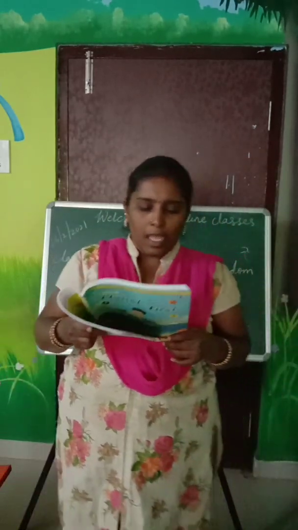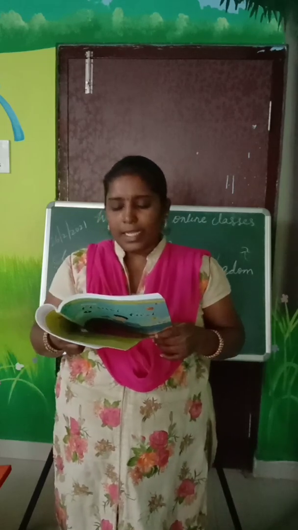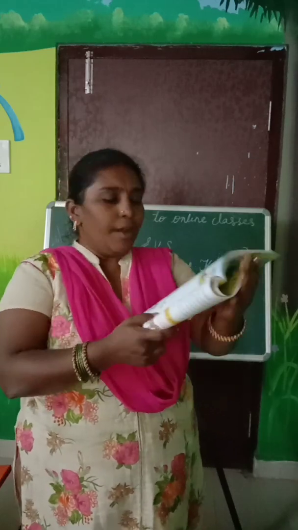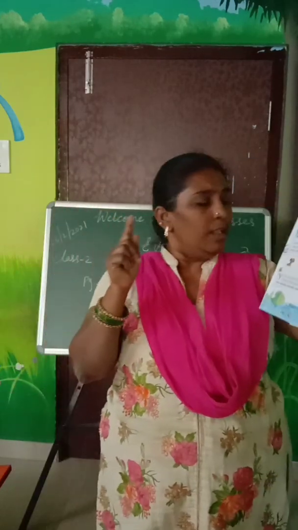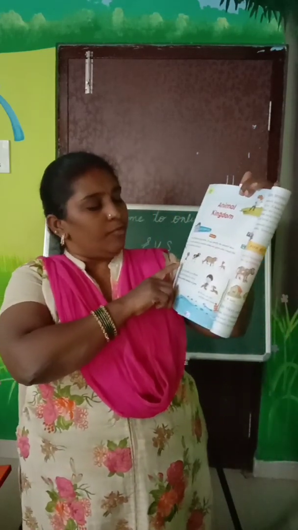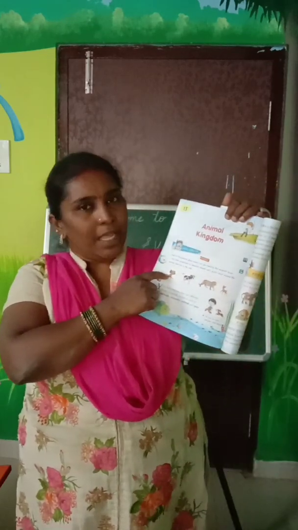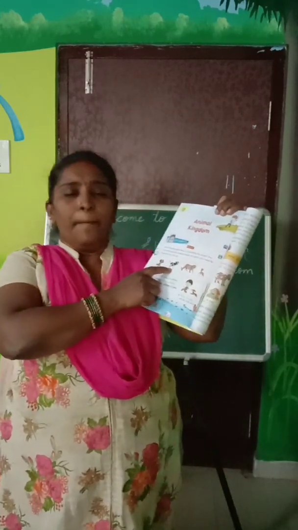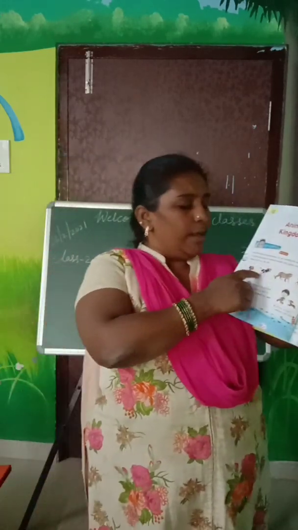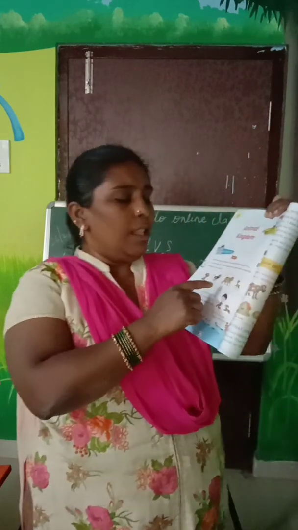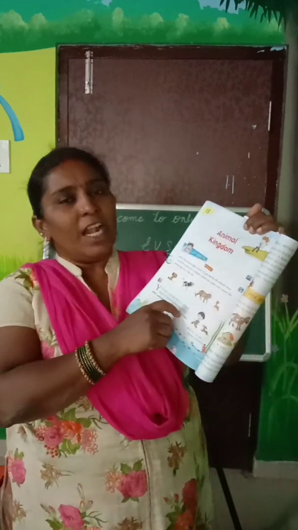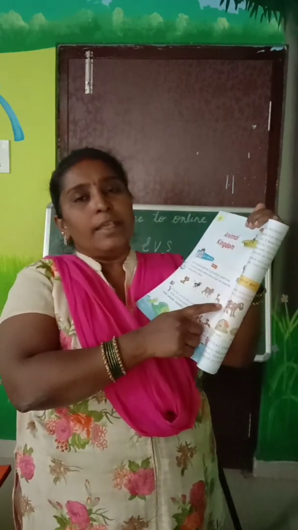Draw a red circle around pet or domestic animals and a green circle around the animals that live in the wild. So what you have to do, take a red pencil and circle the animals which are pet or domestic animals. Which are pet animals? See, dog. Dog is a pet animal, and cow is also a domestic animal. So take a red pencil, circle dog and cow. Then take a green pencil and the wild animals, the animals which live in the jungle, they are called wild animals. So circle tiger and deer green.